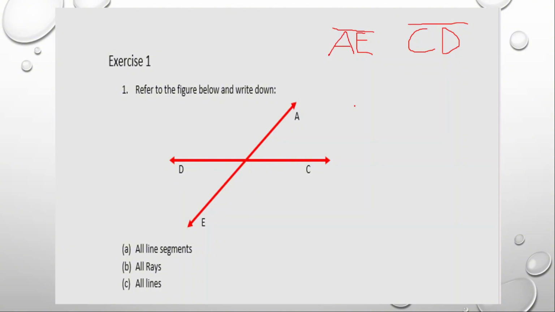Okay. Write down for me all the rays. 1 endpoint, the other point infinitely to the right or to the left. Write it down.